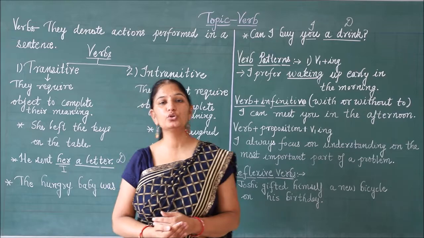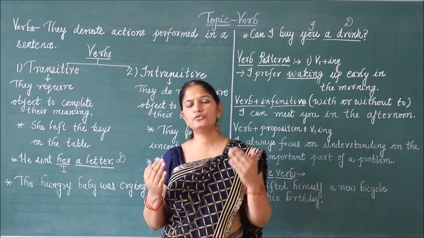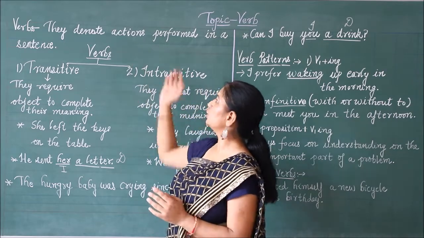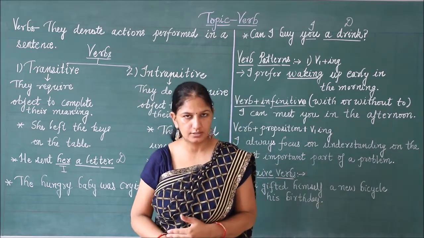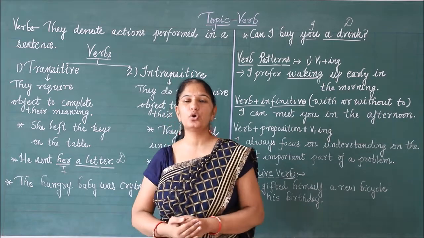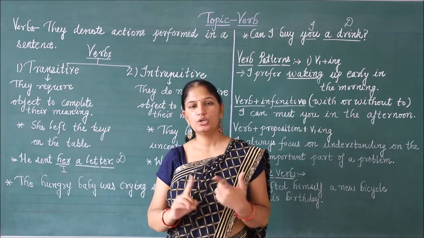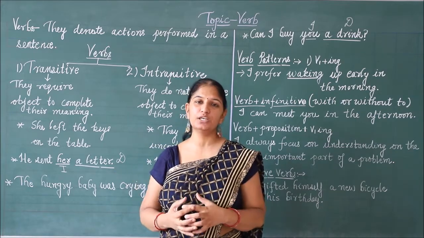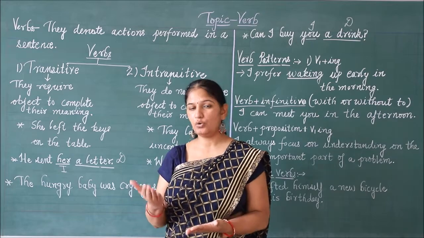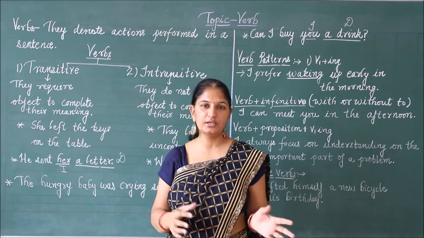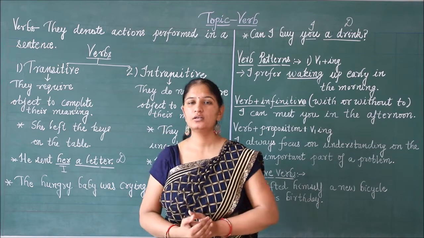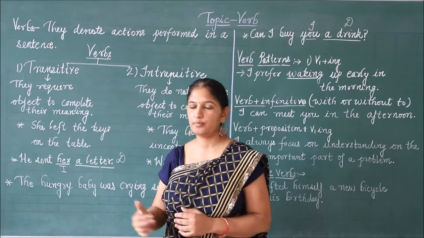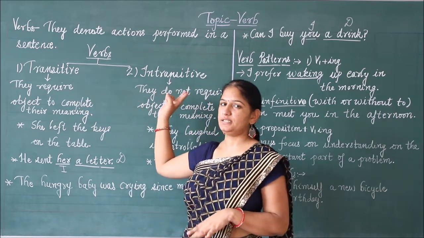First of all we should know what verbs are. From the very beginning we are learning about verbs. They denote actions performed in a sentence. All the action verbs are called verbs, such as see, watch, go, and whatever actions we are doing. For example, teaching, and now I am teaching you, walking, running. All these words are called verbs. There are 2 kinds of verbs in grammar: transitive and intransitive.